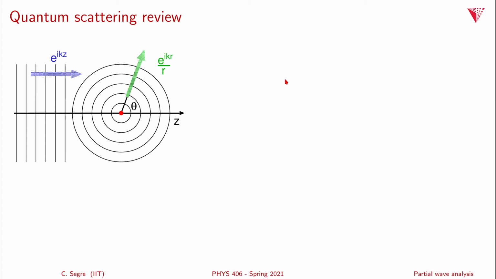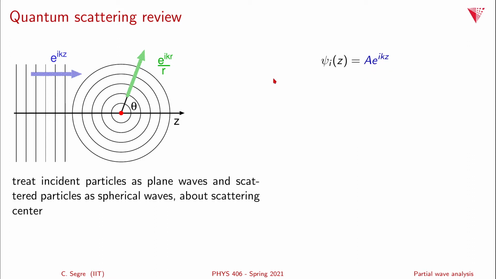So let's review first our quantum scattering. We have an incident plane wave, which is psi_I of z equals A e^(ikz), a plane wave in the z direction. And then the scattered wave is a spherical wave, and it looks like some normalization constant B e^(ikr)/r, where k is equal to the square root of 2mE over h bar, and this is elastic scattering, so k doesn't change. You just change from a plane wave to a spherical wave from the scattering center.